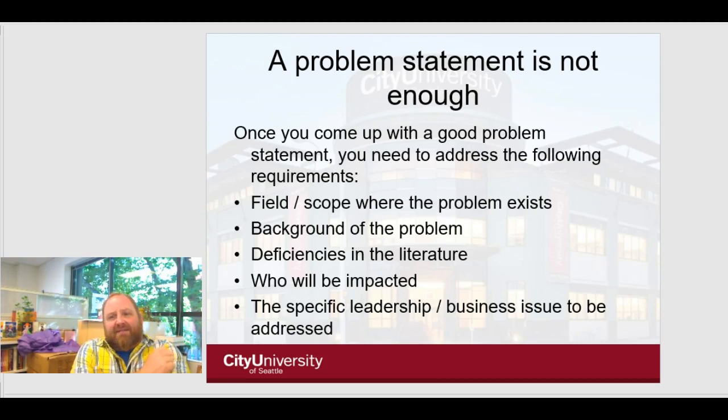A problem statement is not enough, however. You've got to come up with a good problem statement, but they need to address a field of scope where the problem exists, the background of the problem, deficiencies in the literature, who will be impacted, and is it a specific leadership or business issue? This will be addressed in your 15-point prospectus table. Tool, which is a table.